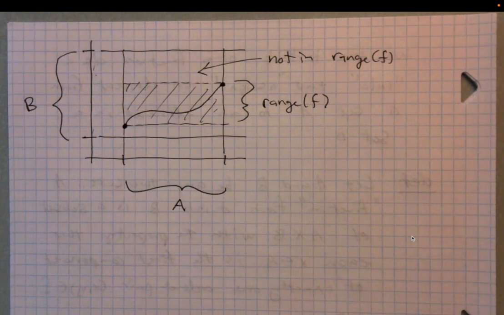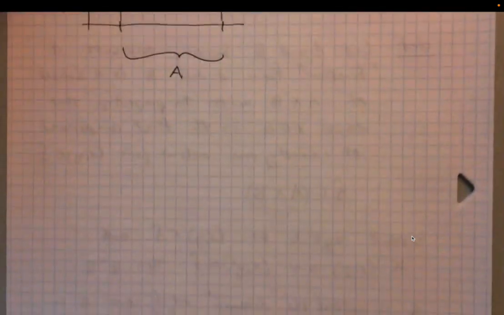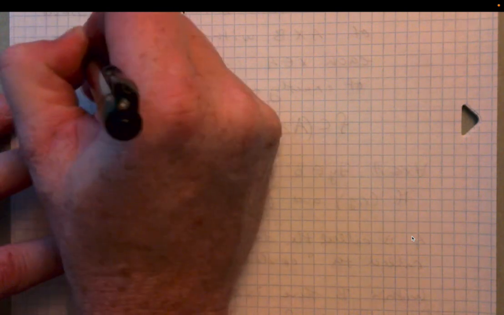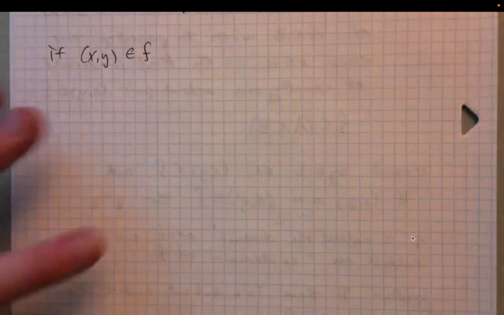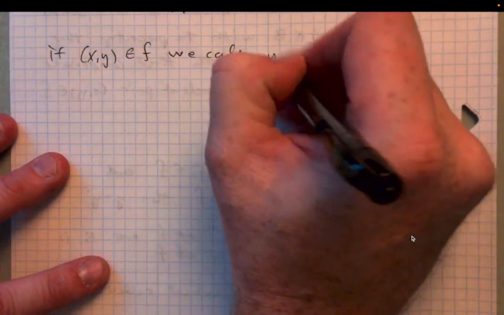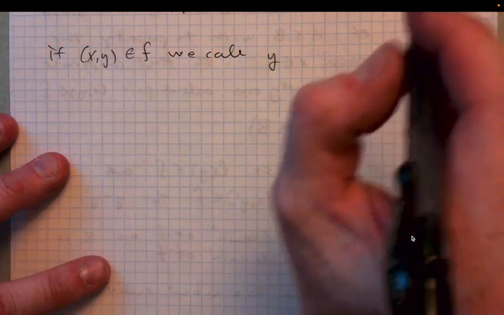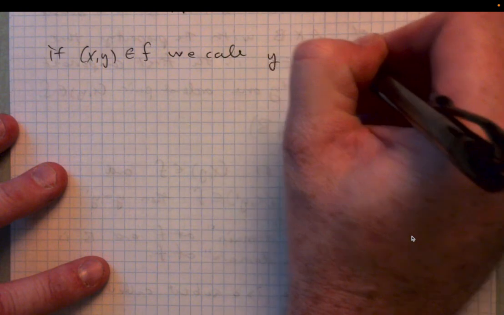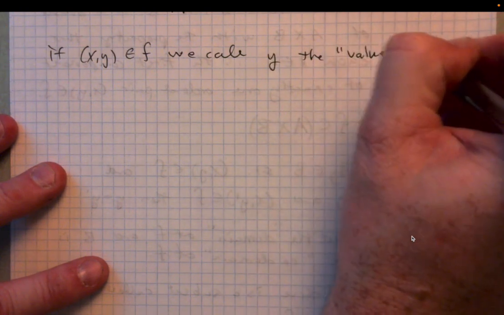Okay. All right. So again, like the previous part A of the lecture, this is going to be a conversational sort of section. So let's talk through some of the conventions of functions. Think through some of the common things that we're used to saying about functions, some of the terminology. So if (x, y) is in the function, then we call y, namely the second component of this ordered pair, the value of f at x.